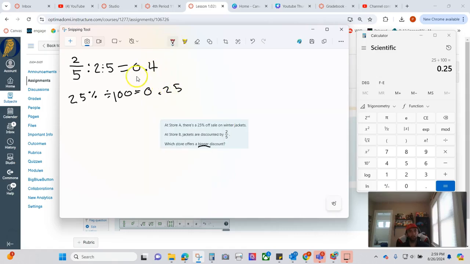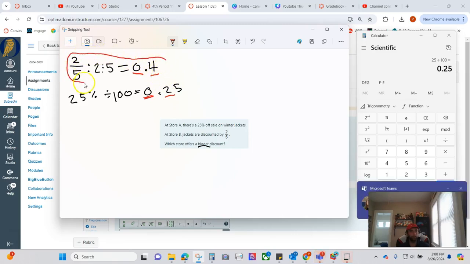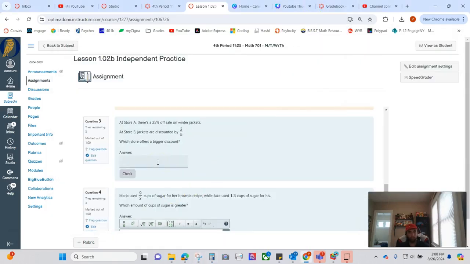So which one of these is larger, 0.4 or 0.25? Now, just in case you want to make extra sure, let's compare them place value, one place value at a time. Which number is bigger, 0 or 0? It's a tie, so let's move on to the next place value. What number is bigger, 4 or 2? 4 is bigger, so this must be the larger discount, 2/5. A 2/5 discount is larger than a 25% off discount. Now let's type that in and click the check button. 2/5.